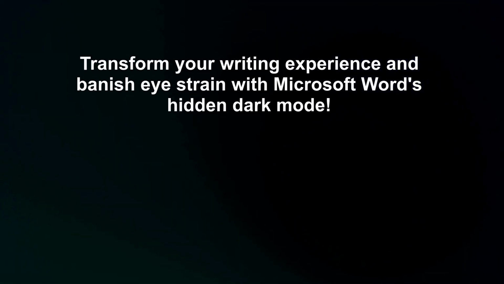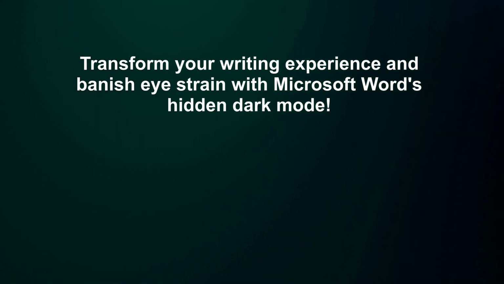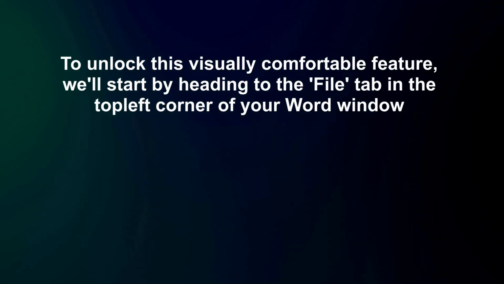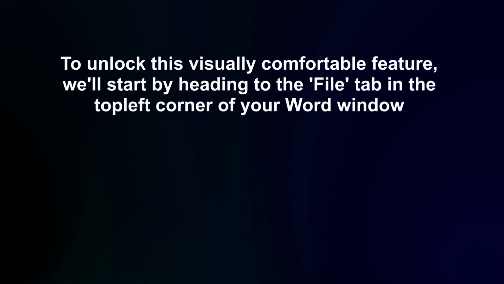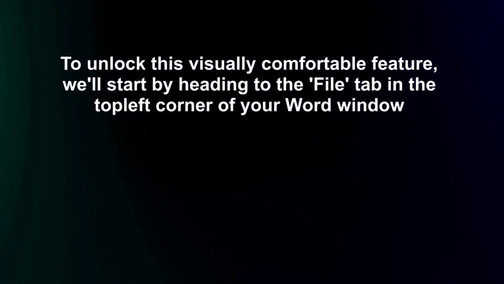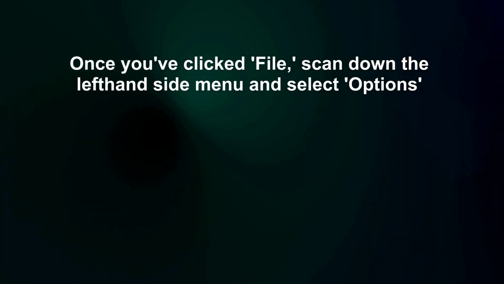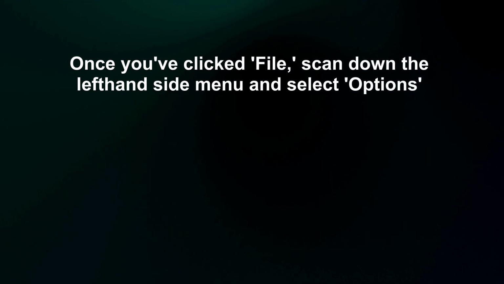Transform your writing experience and banish eye strain with Microsoft Word's hidden dark mode. To unlock this visually comfortable feature, we'll start by heading to the File tab in the top left corner of your Word window. Once you've clicked File, scan down the left-hand side menu and select Options.